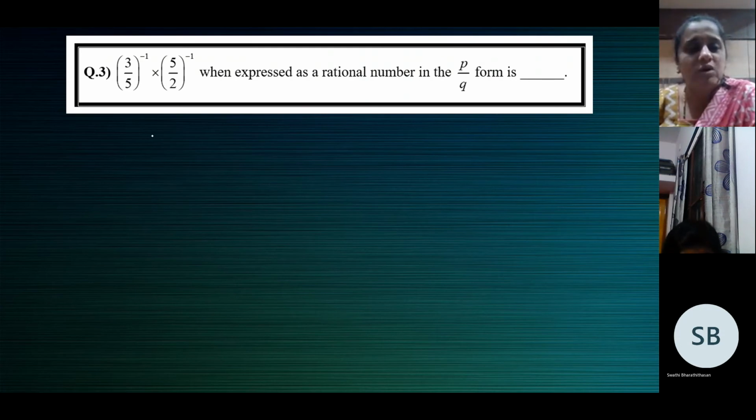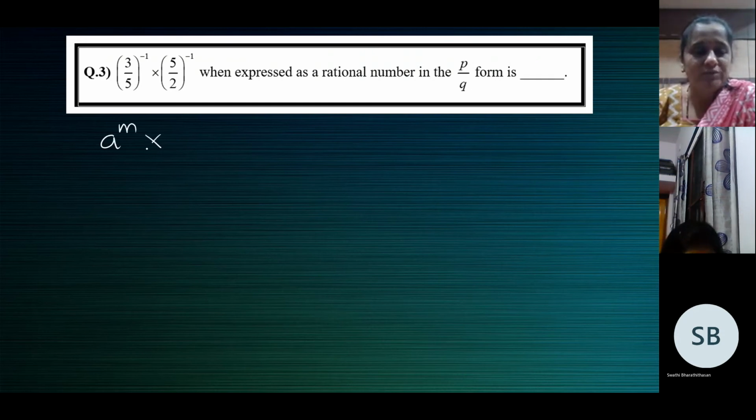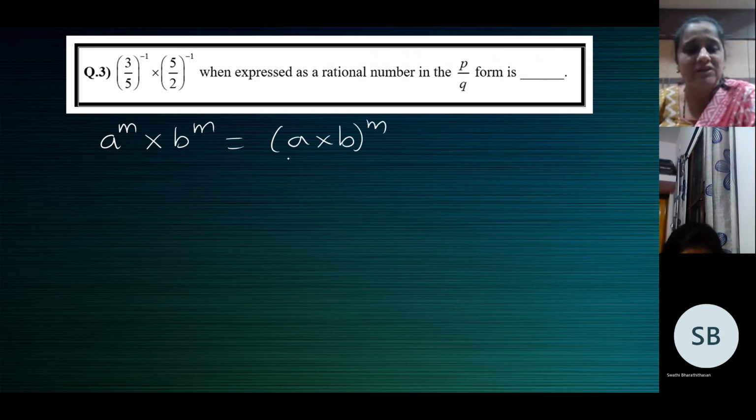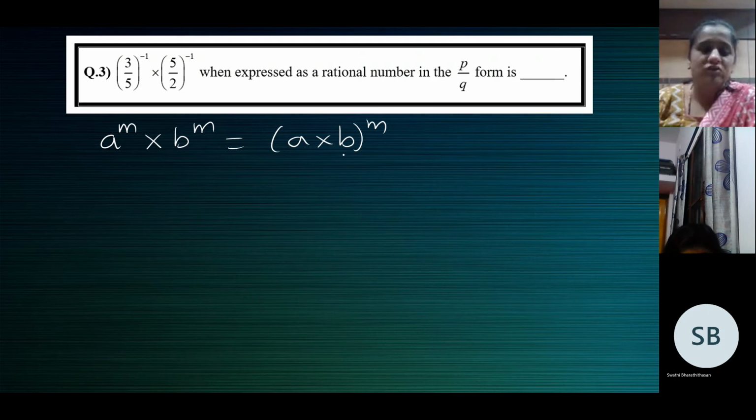One is when you use the law: bases are different, but the powers are the same. So you can use the law a raised to the power m into b raised to the power m is equal to a into b the whole power m. When the bases are different, a, b, but the powers are the same, -1, then we use this law, a into b the whole power m.